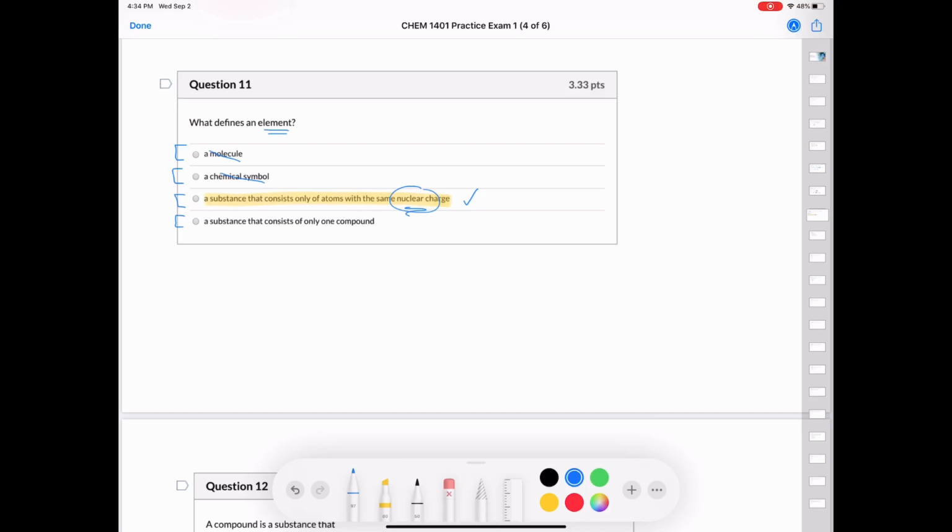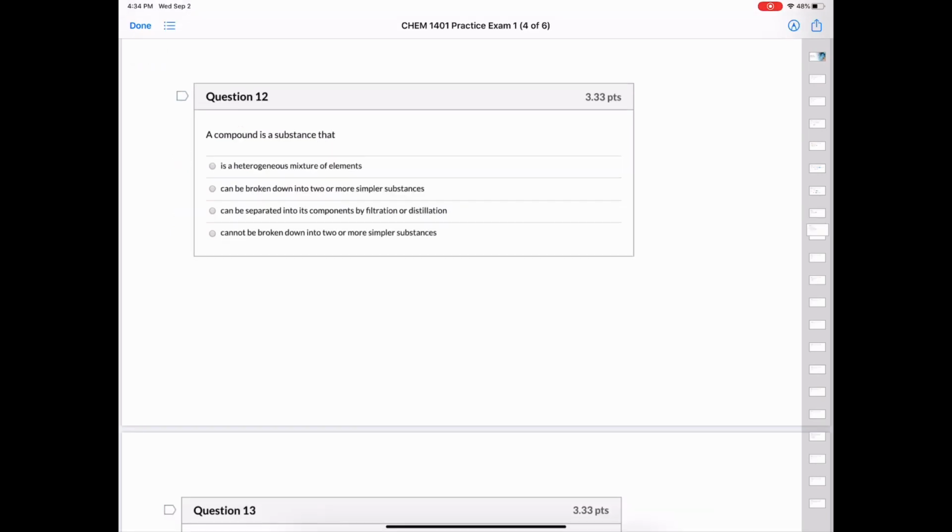The last answer, a substance that consists of only one compound. Well, that certainly isn't the definition of an element. A compound is a substance that is a heterogeneous mixture of elements? No, it's definitely not a heterogeneous mixture of elements. Can be broken down into two or more simpler substances? Well, we can certainly break a compound down into two or more atoms or simpler substances, or ions, maybe polyatomic ions. Can be separated into its components by filtration or distillation?